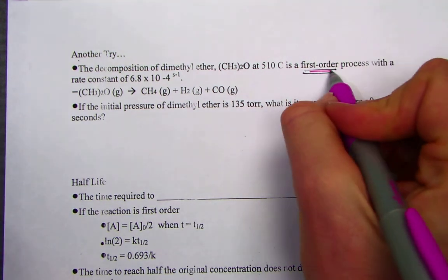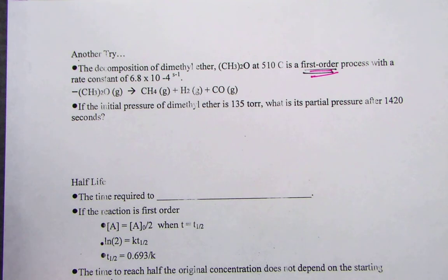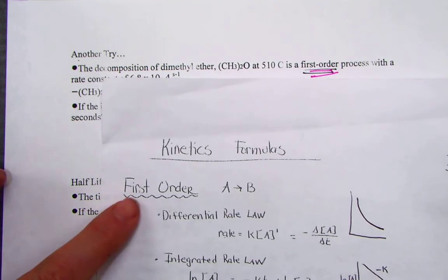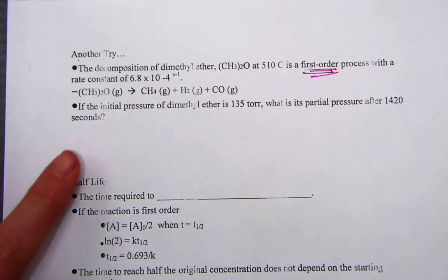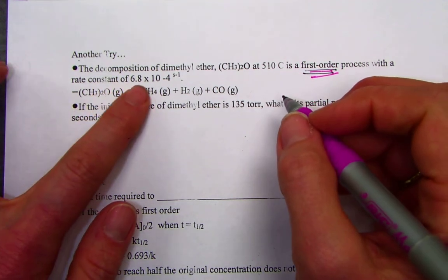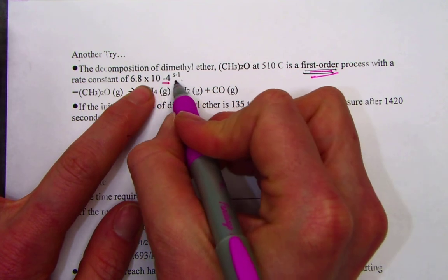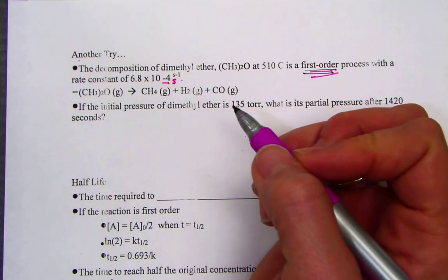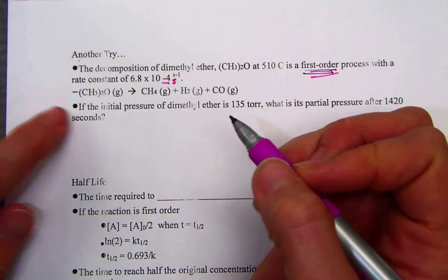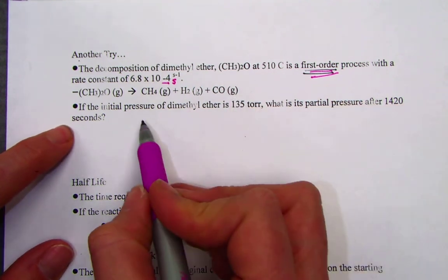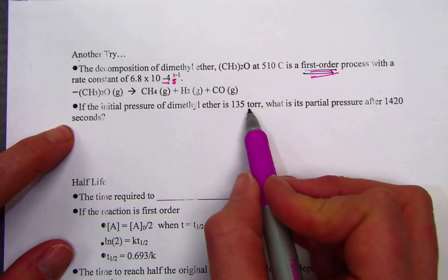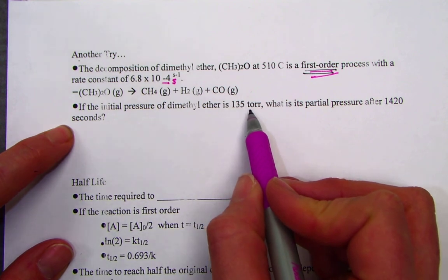First order tells us, turn your attention to the first order kinetics right here. The rate constant is given as 6.8 times 10 to the negative fourth. That should be superscript. This should be seconds to the negative 1. Since it's a gaseous reaction, it's going to talk about pressure given in torr. Instead of molarity units, we will now use torr for pressure.